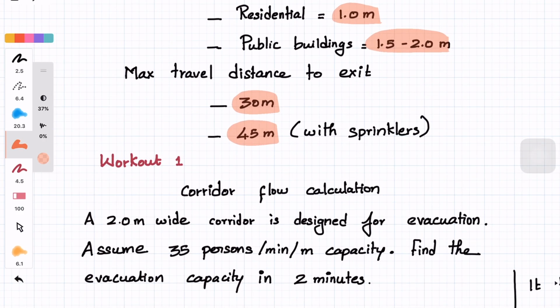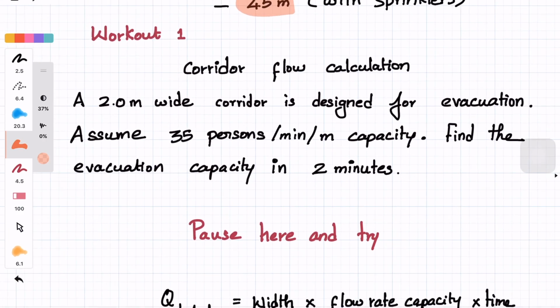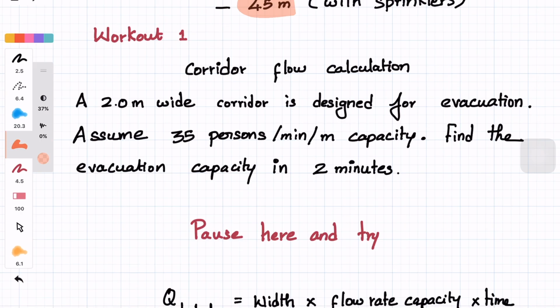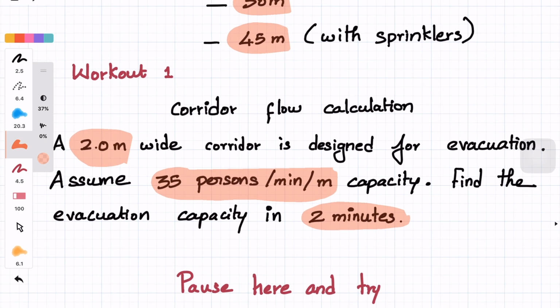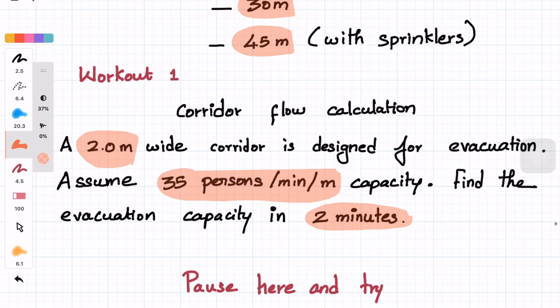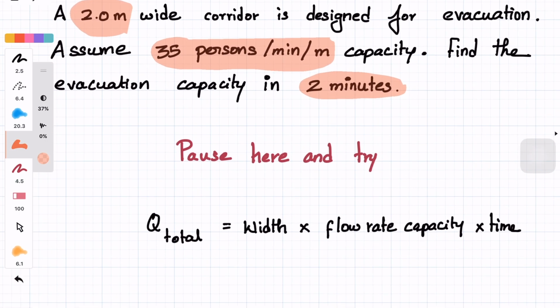We'll see a simple workout on corridor flow calculation. The given is a 2-meter wide corridor designed for evacuation. Assume 35 persons per minute per meter capacity. Find the evacuation capacity in 2 minutes. So now pause here and try to solve it. Try to find the value.